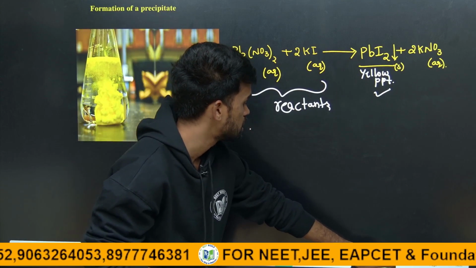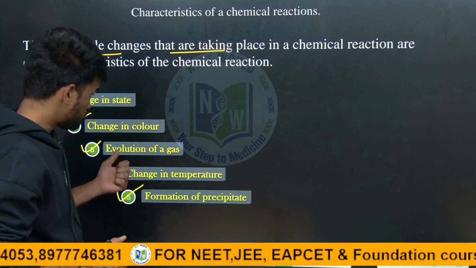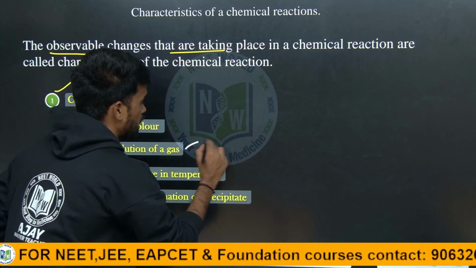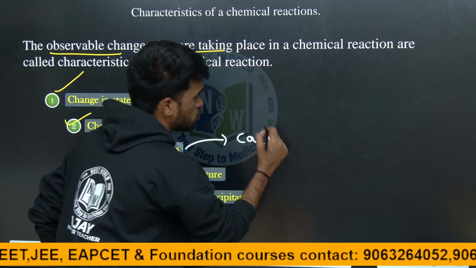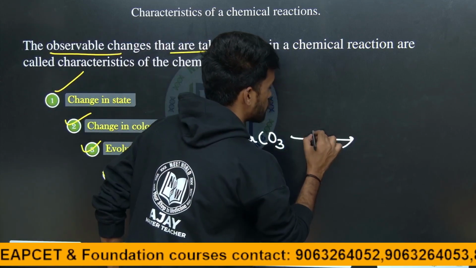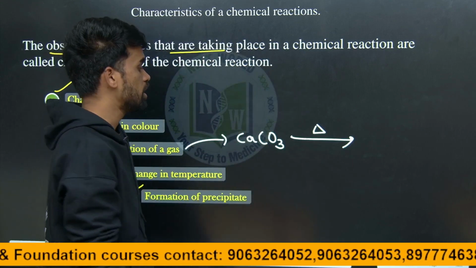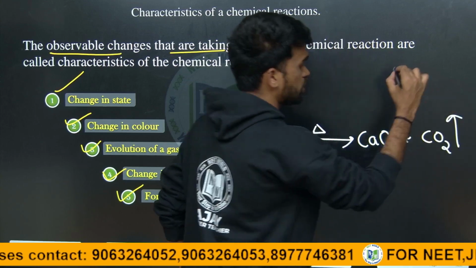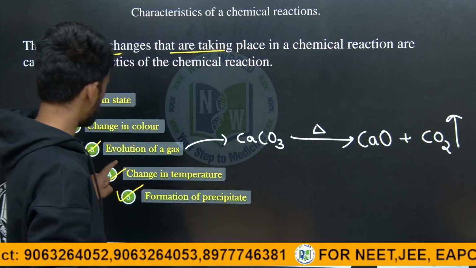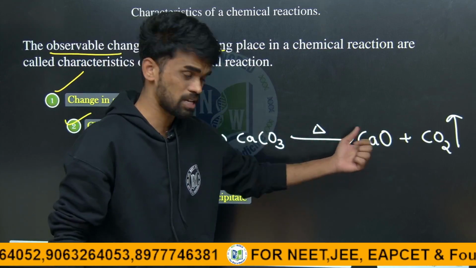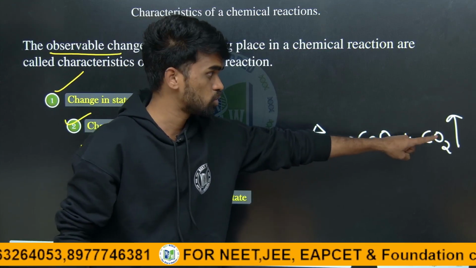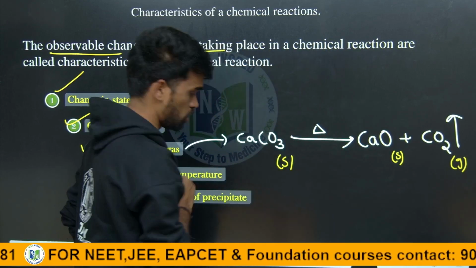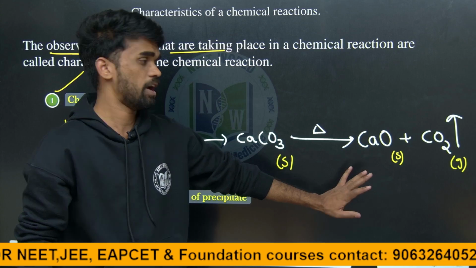So the next thing, what is the next we have here? We have evolution of gas. Let us say we have calcium carbonate. Upon heating, this calcium carbonate undergoes decomposition and forms calcium oxide, and CO2 gas is liberated. So which gas is liberated here? CO2 gas. So yes, gas is evolved during this decomposition process. Calcium oxide will be in solid form. Physical states are like this. Yes, I hope this is also clear.